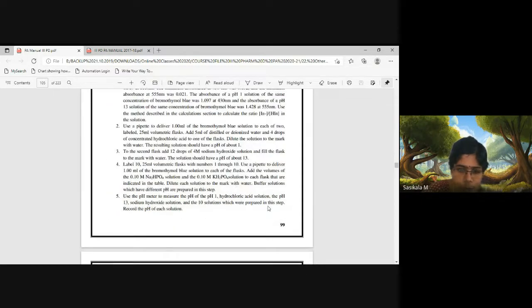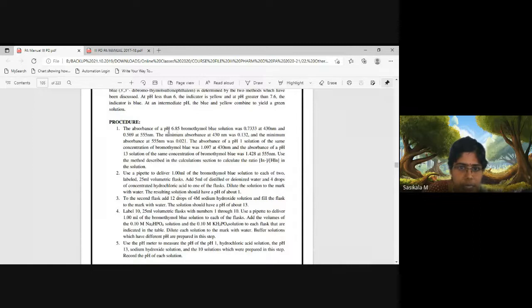The absorbance of pH 6.85 bromothymol blue solution was, this is the standard value. Bromothymol blue at pH 6.85 will give an absorbance of 0.733. So each solution will be observed for its absorbance in the UV visible spectrophotometer. Okay, all 10 flasks you are preparing, no? So every flask you will transfer that solution to the cuvette, and you will analyze it in a double beam UV visible spectrophotometer. It will show absorbance.